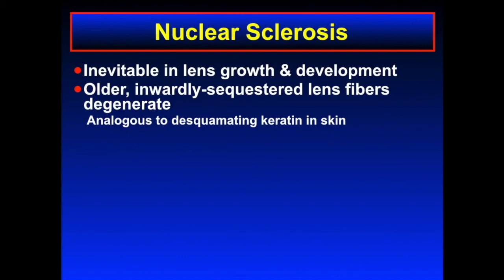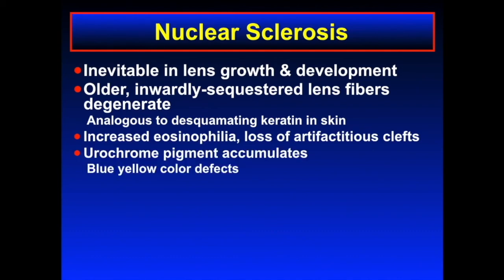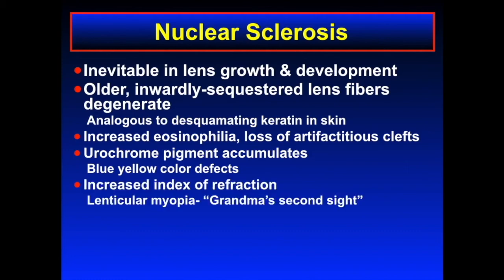The older inwardly sequestered lens fibers degenerate. We see increased eosinophilia of the nucleus. We see loss of the normal artifactitious clefts. There's accumulation of yellow-brown urochrome pigment, which can lead to blue-yellow color defects. And the index of refraction of the sclerotic nucleus also increases.